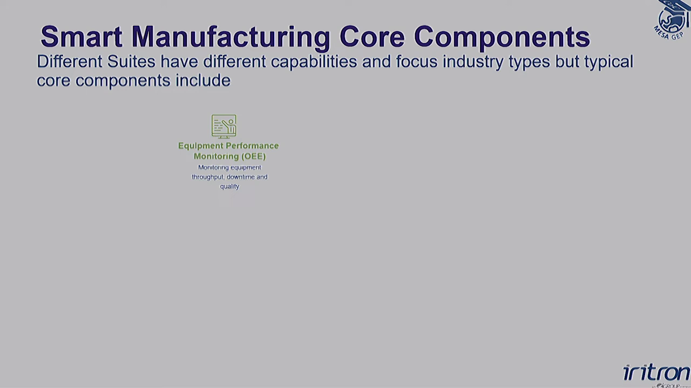Equipment performance monitoring. So when you calculate overall equipment efficiencies, you're looking at things like throughput versus plan, downtime or availability of the equipment to operate versus the total available time for that piece of equipment, and you're looking at the quality percentage. Of the products that I produced, what percentage is good quality? So that's where you start.